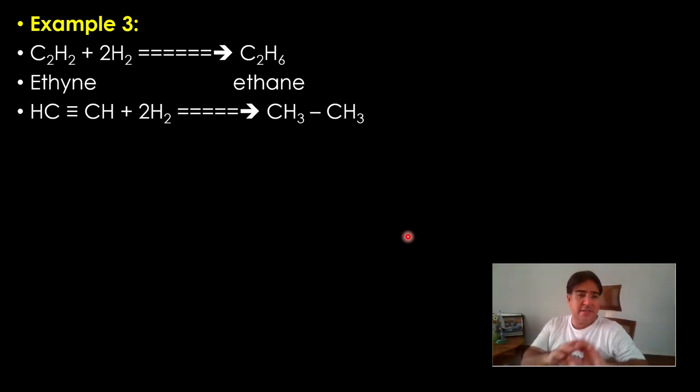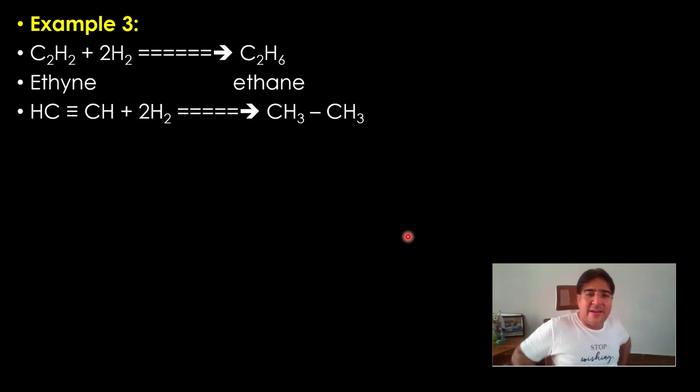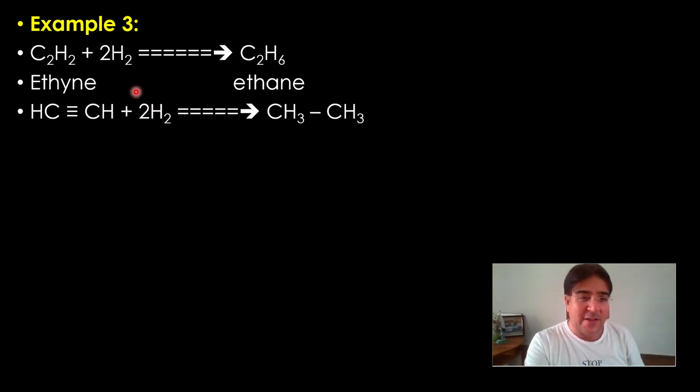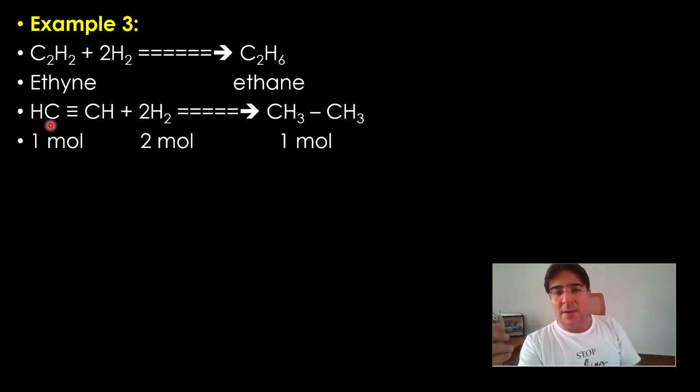Don't go into these molecular geometries, but if you have learned hybridization, then you know that these pi bonds, basically the first pi bond will break, one H will come on this carbon, one H will come on this carbon, it will be H2C. Then if two H come from downside, then CH3. Now this is very simple: 1 mole ethyne, 2 moles of hydrogen, 1 mole of ethane.